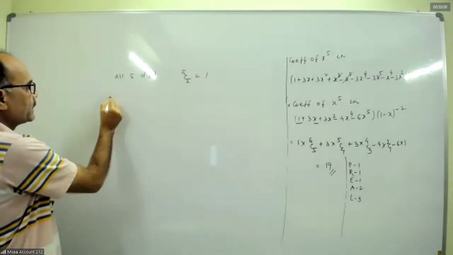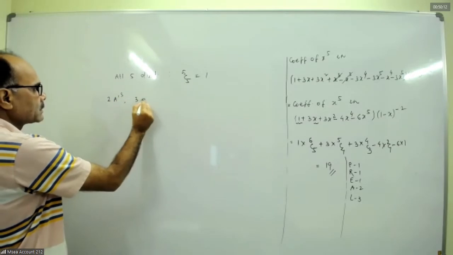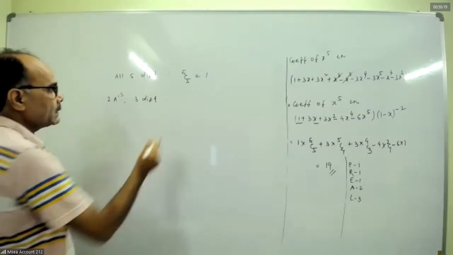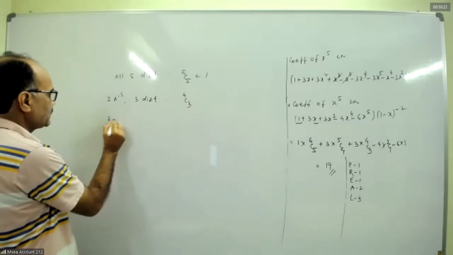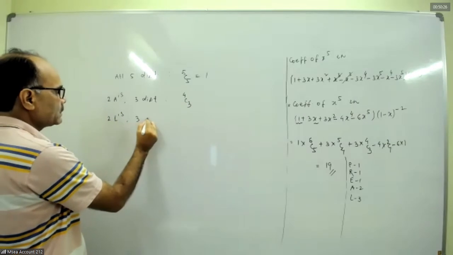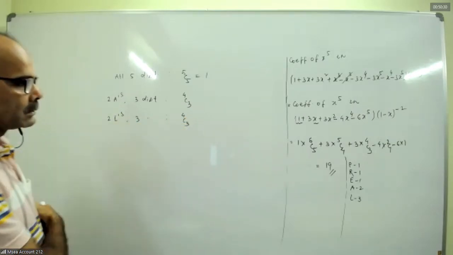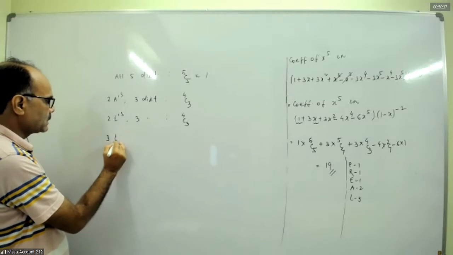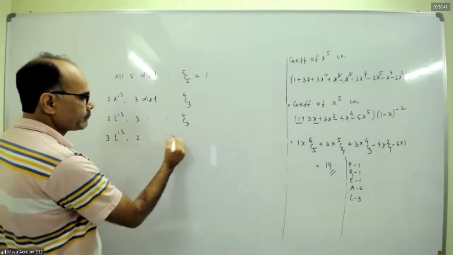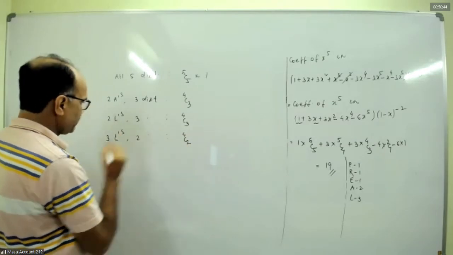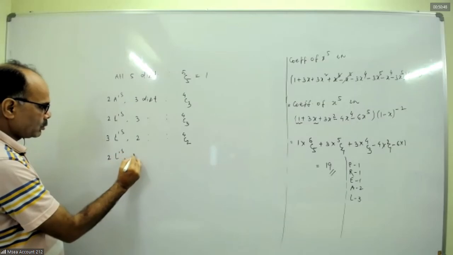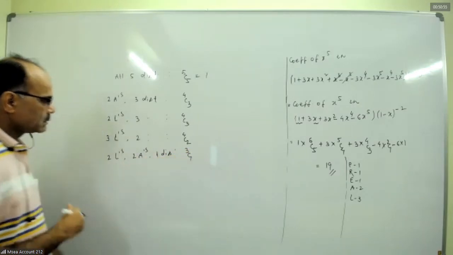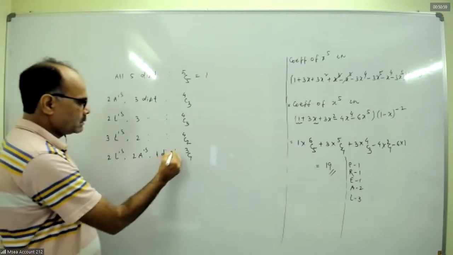1, 2 A's, 3 distinct. 2 A's one way, 4C3, 2 L's, 3 distinct, 4C3, 3 L's, 1 distinct, 3 L's, 2 distinct, 4C2, and 2 L's, 2 A's, 1 distinct, 3C1. 3C1. That's it.